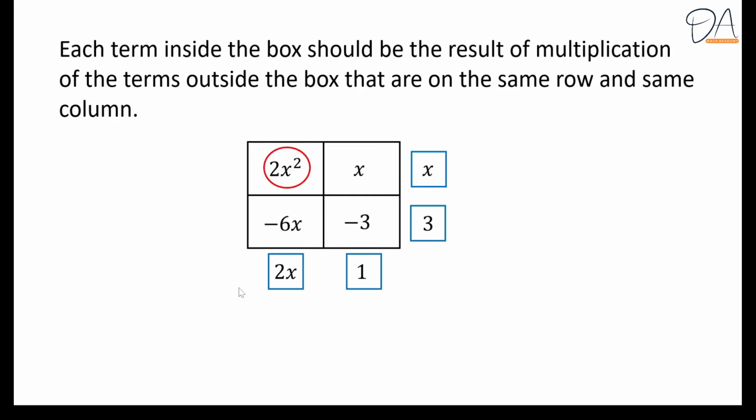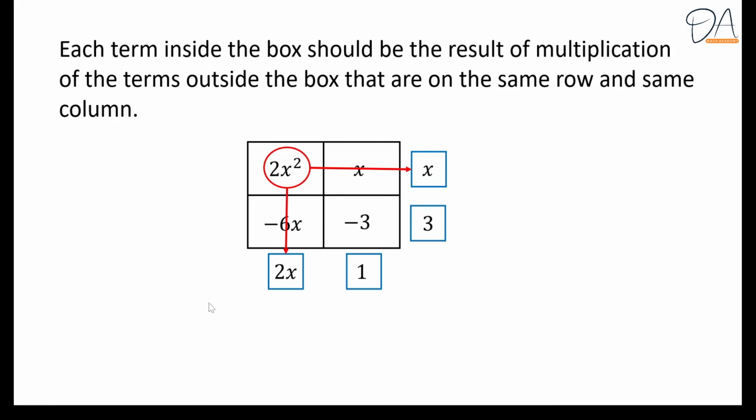So for example, if we take this one, 2x squared, this is in the first row and first column. So if you multiply the terms outside the box that are in the same row and same column, which is 2x and x, you get 2x squared. So we are getting correctly the term inside. In general, we should always get the term inside, except for maybe the sign, which we need to fix. And the issue of the sign is coming because when we're taking the common factor, we ignore the minus, and now it's time to fix it.